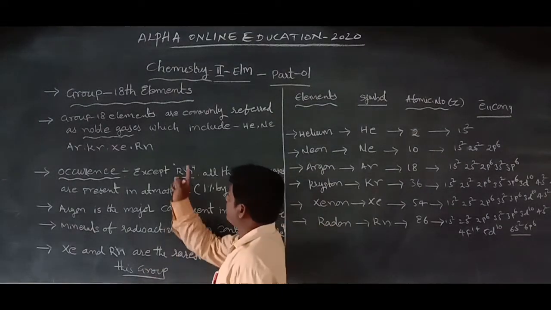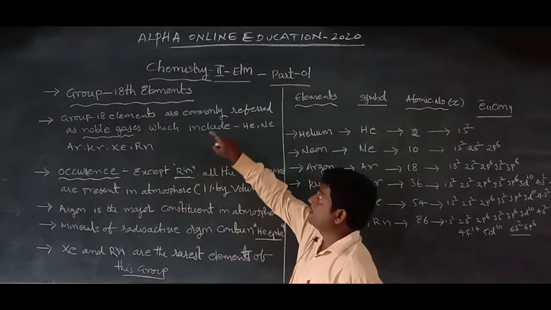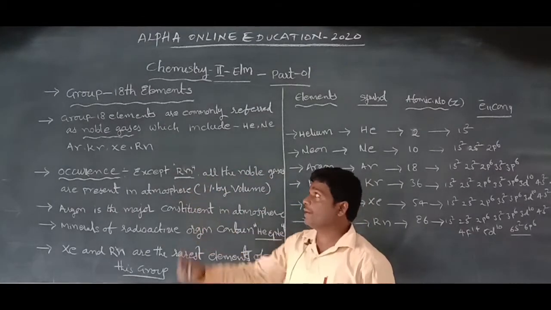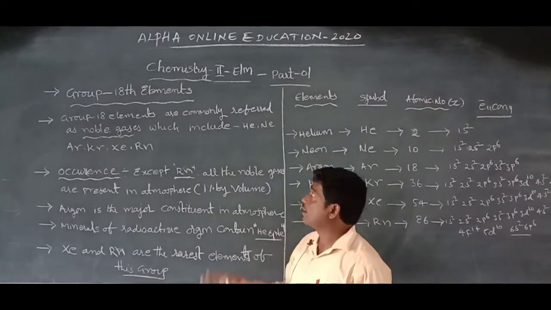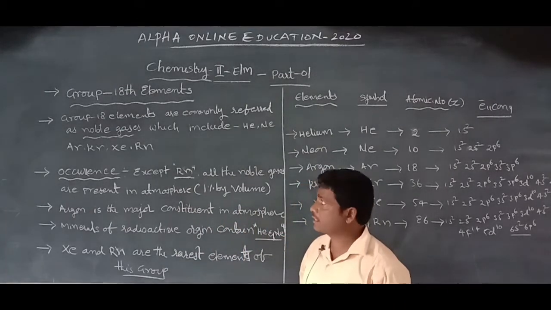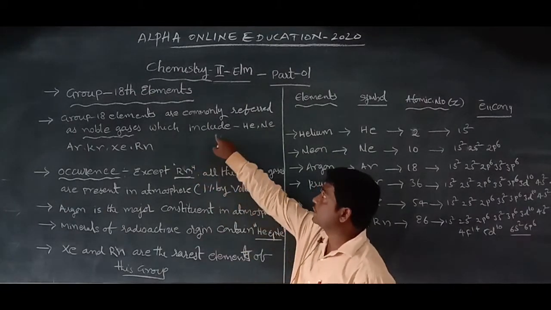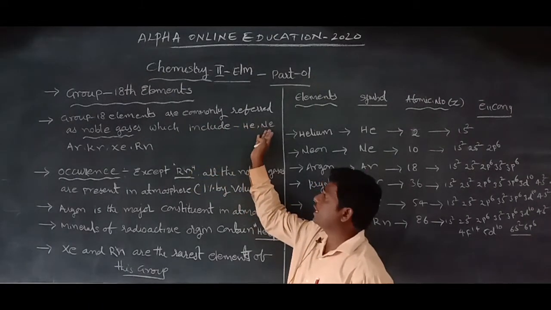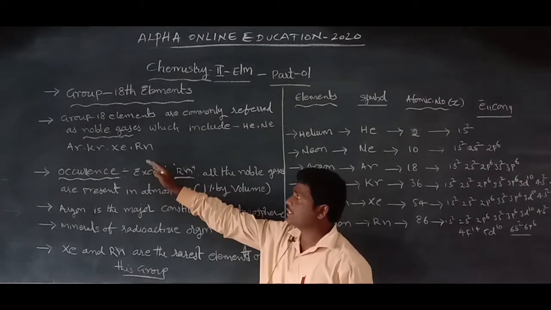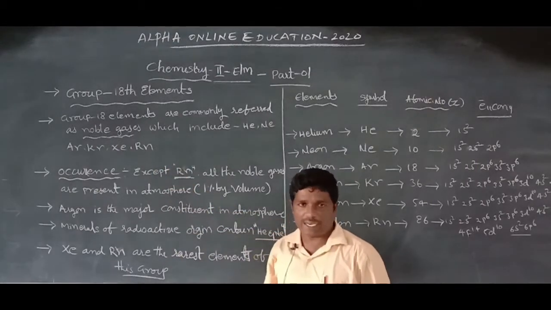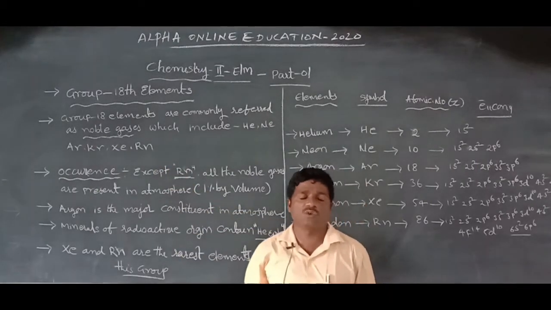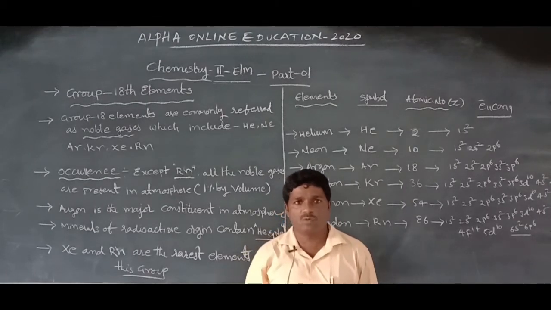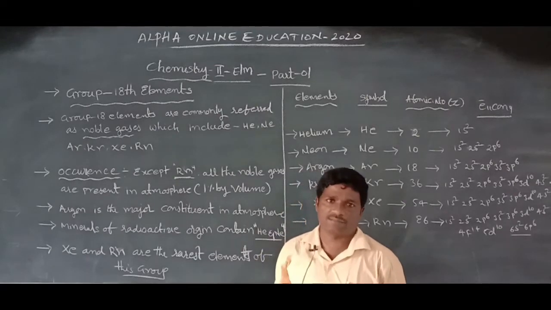Group 18 elements are commonly referred to as the noble gases or inert gases, which include helium, neon, argon, krypton, xenon, and radon. Those elements belonging to the 18th group are noble gases or inert gases. It is also called the 18th group by the IUPAC notation.